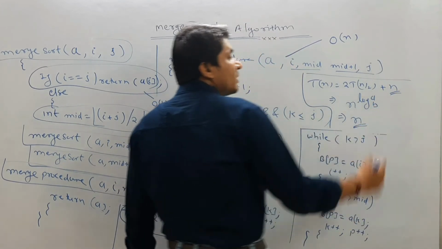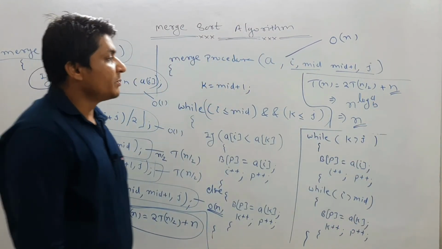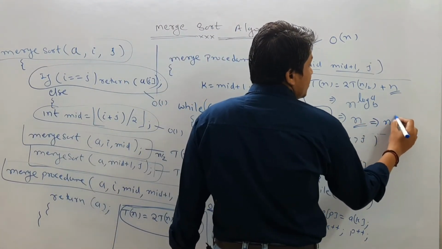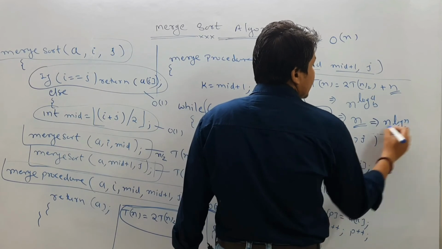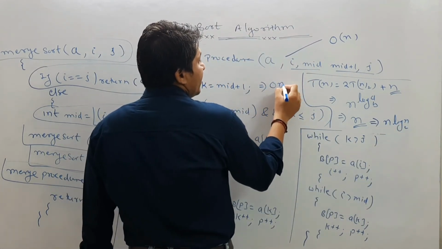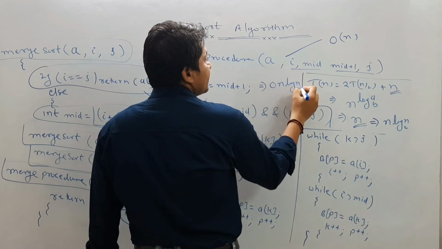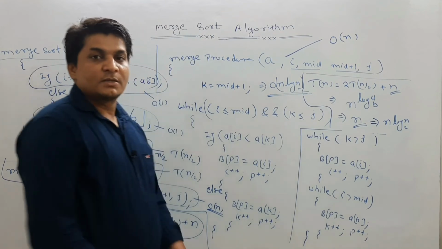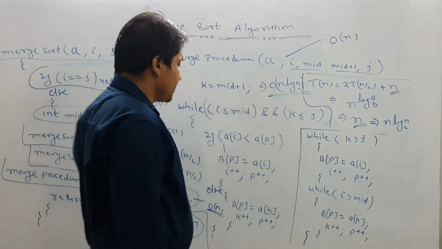Now if both are matching, then what do we need to do? We simply multiply with log n. So it is ultimately going to be n log n. So what is the time complexity of merge sort? N log n. Is n log n the time complexity in the worst case or the average case? So this is the time complexity.